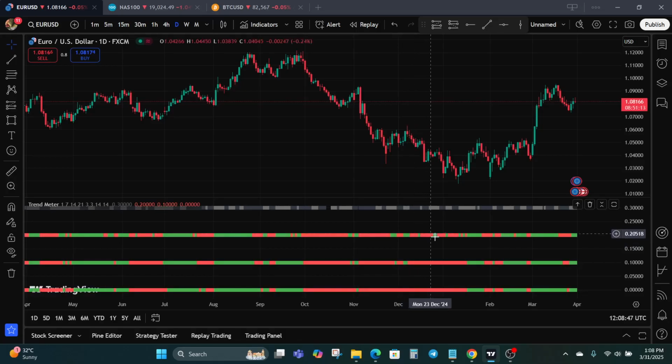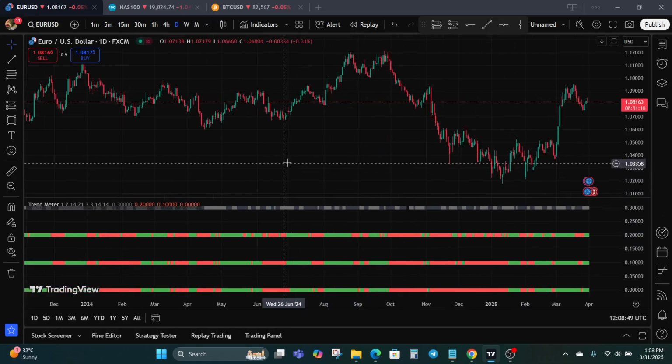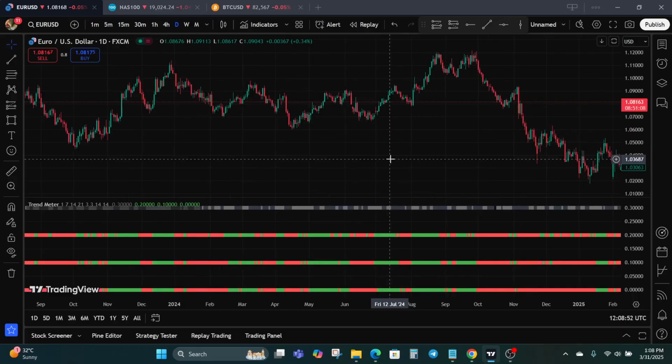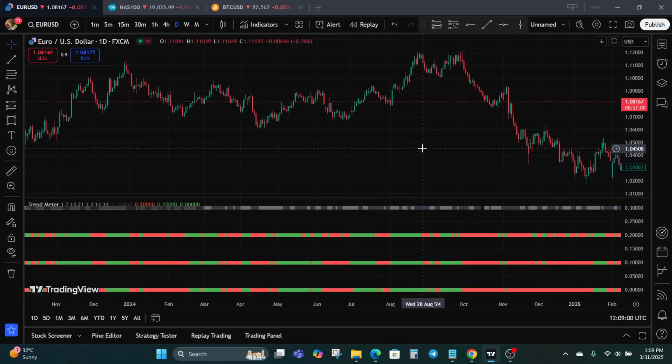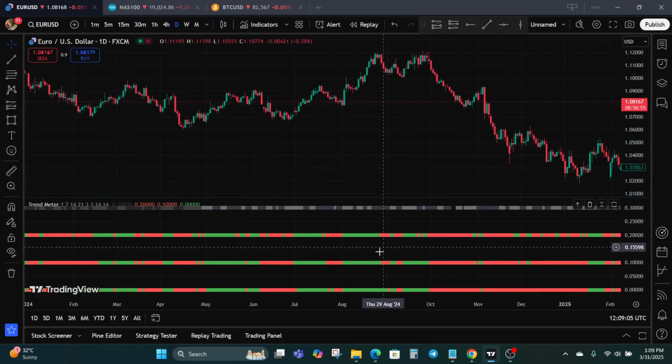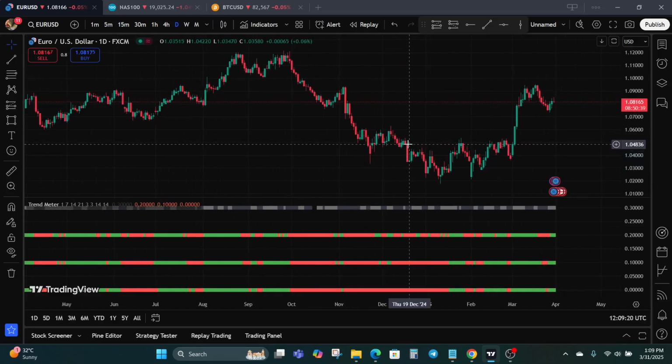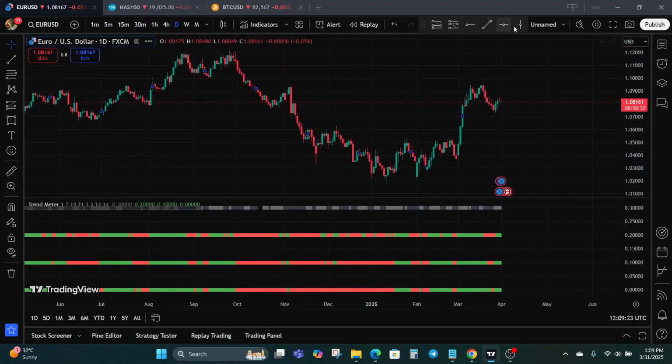So let us look at how to use this trend meter. You might be wondering how to take advantage of this indicator for your trading strategy. What you should do is watch out for the coloring alignment. That's just a strategy that you can use with this indicator. There might be different strategies you can use, but this is just one that I am revealing to you in this video. Watch out for an alignment.